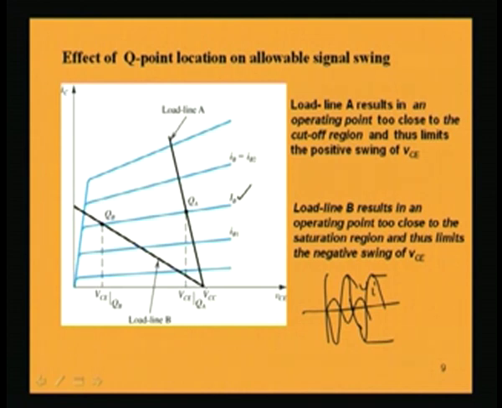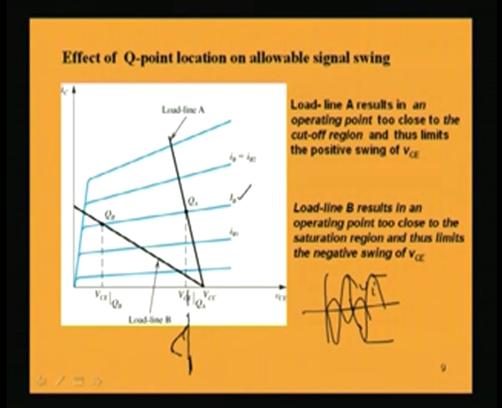Cutoff is when you have this IB 0; below the IB 0 portion will be the cutoff region. So, if the operating point starts from this point, then when you increase this base current, collector current will increase. So, collector to emitter voltage will decrease, and when you decrease this base current, collector current will decrease and collector to emitter voltage will increase.